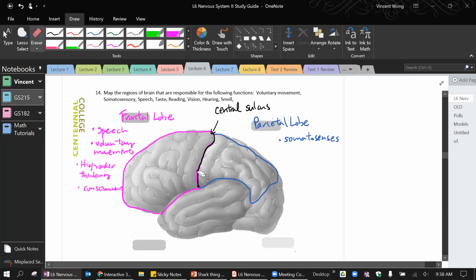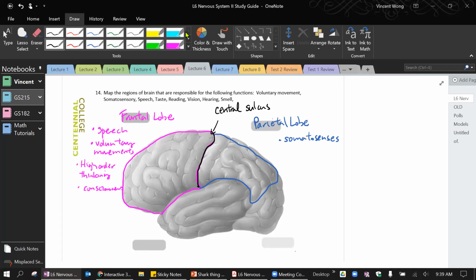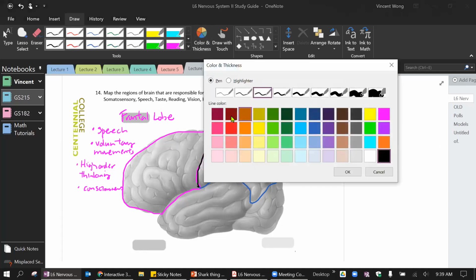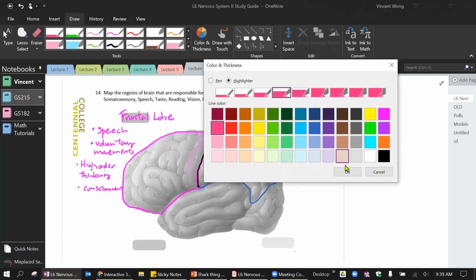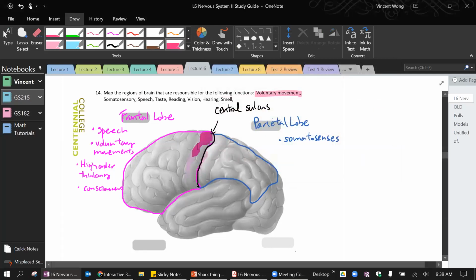So in front of the central sulcus is your precentral gyrus. A sulcus is a groove, a gyrus is a bump. So there's a big bump in front of the central sulcus. We call that the precentral gyrus. And located on the precentral gyrus is going to be the primary motor cortex. So for voluntary movement, it is this primary motor cortex. I need a darker color probably. Right here, primary motor cortex.